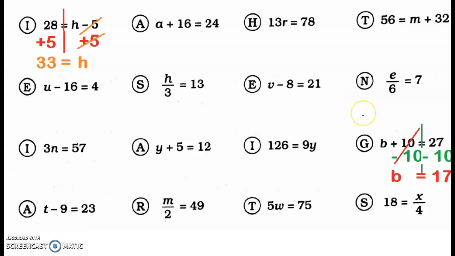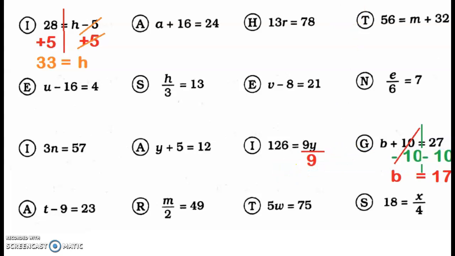Let me find some other ones we haven't done yet. All right, here we go. When you have a letter next to a number, a variable next to a number, and there's nothing separating them, that means in the math world that they are multiplying by each other. So 9 times y, what would be the opposite of 9 times y? That would be divided by, right? That little fraction bar means divided by. So we're going to divide by 9.